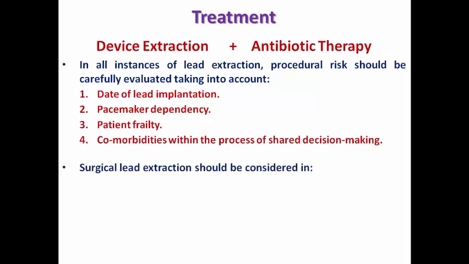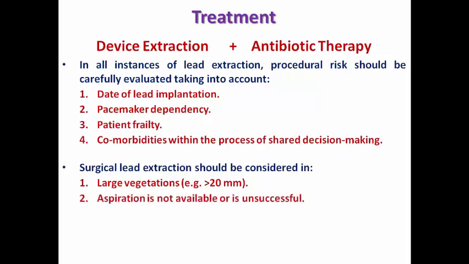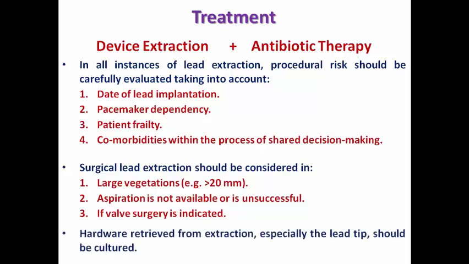Sometimes surgical extraction should be considered rather than percutaneous. For example, vegetation more than 20 millimeters. The percutaneous extraction here is associated with a high risk of embolic complications to the lung during extraction. Aspiration is not available or unsuccessful. The patient is still indicated for valve surgery. So for example, he has cardiac device infection plus tricuspid valve infective endocarditis that needs replacement. And of course, don't forget that hardware retrieved from extraction should be sent for cultures, especially the lead tip, to confirm the type of organism causing the infection.